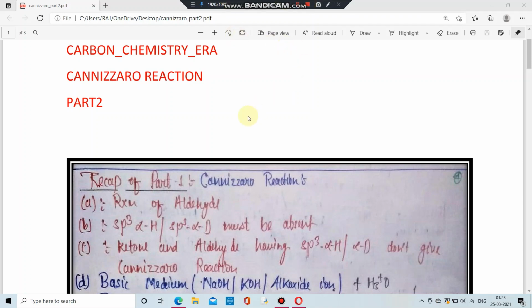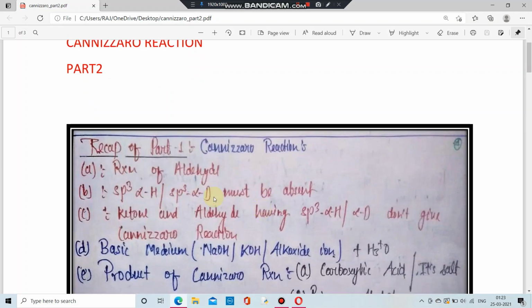In this part, we are going to learn some basic examples of Cannizzaro reaction. So, what is basically Cannizzaro reaction? It is a reaction of aldehyde. An sp3 alpha hydrogen or deuterium must be absent for Cannizzaro reaction. Ketones and aldehydes having sp3 alpha hydrogen or deuterium do not give Cannizzaro reaction.